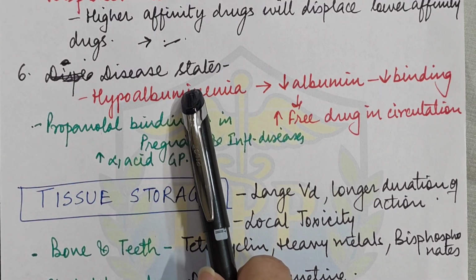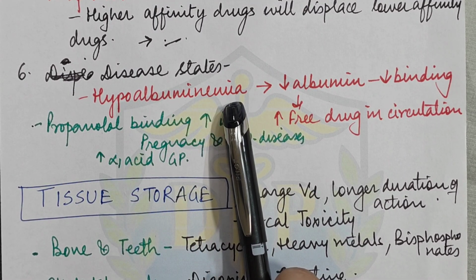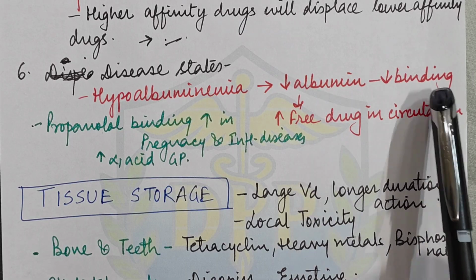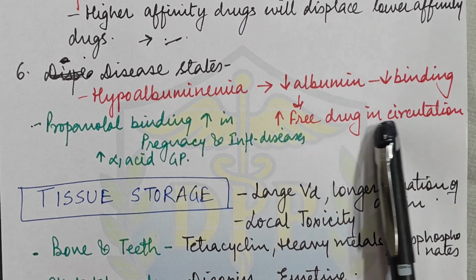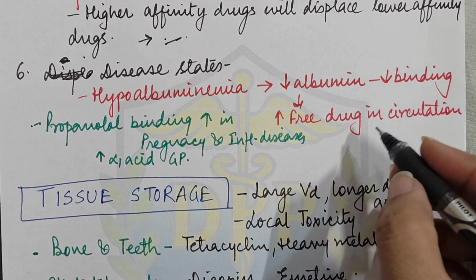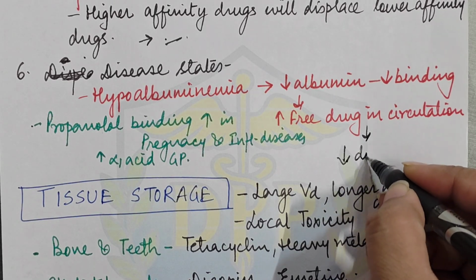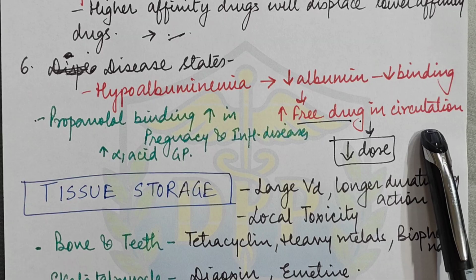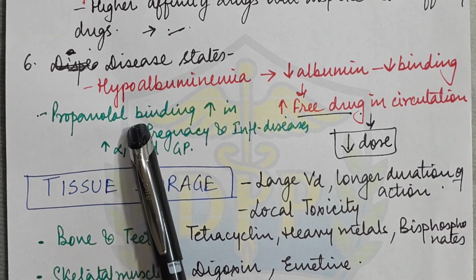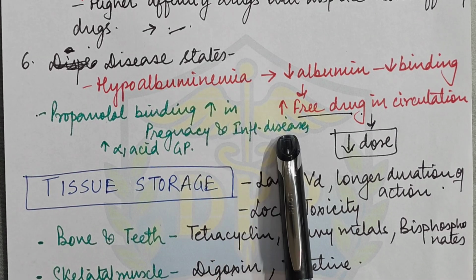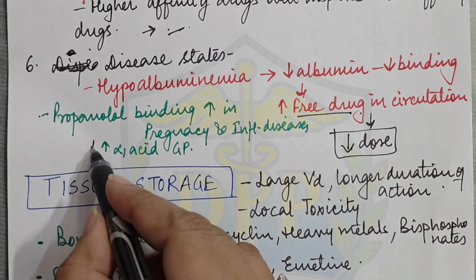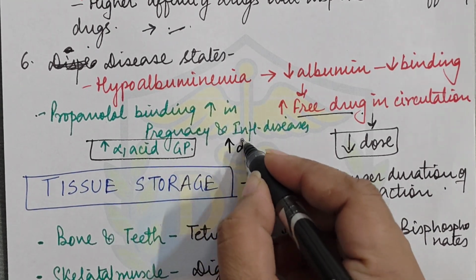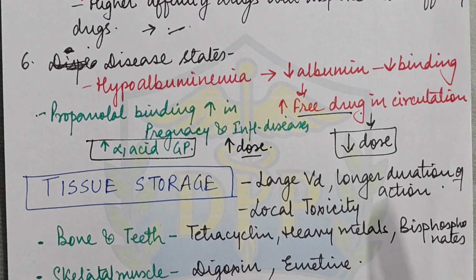Whenever there are disease states like hypoalbuminemia, due to decreased albumin there will be decreased plasma protein binding and there will be more free drug in the circulation. In that case, we will have to reduce the dose, because the free drug component is more in the circulation, so the action is going to increase. Similarly, propranolol binding is found to increase in pregnancy and inflammatory diseases. Why? Because in inflammatory diseases, there is increased alpha-1 acid glycoprotein. So you have to increase the dose when there is more plasma protein binding, right?